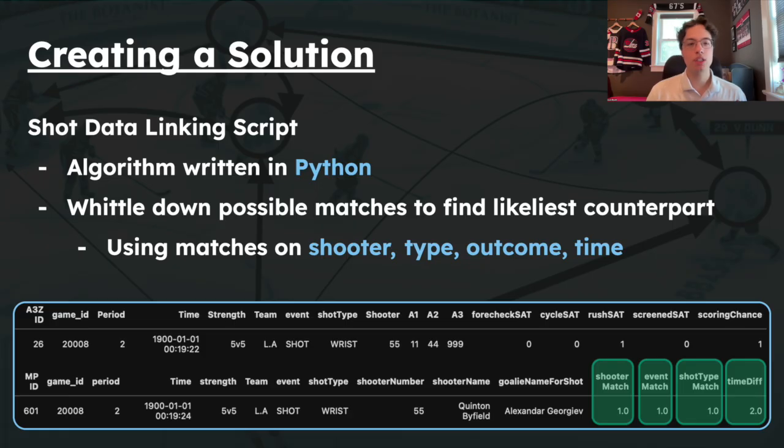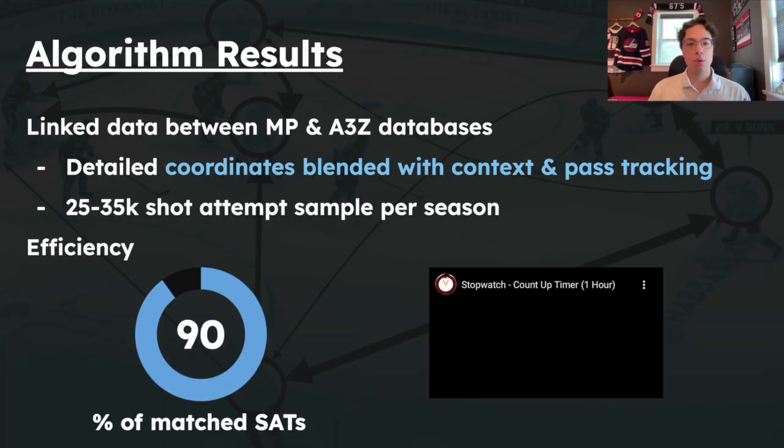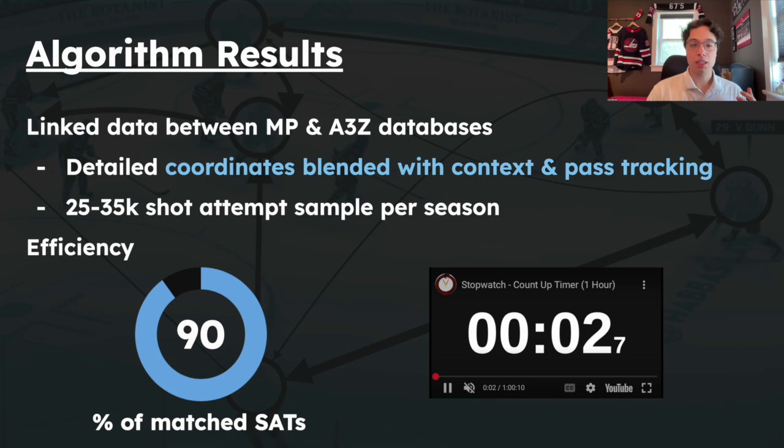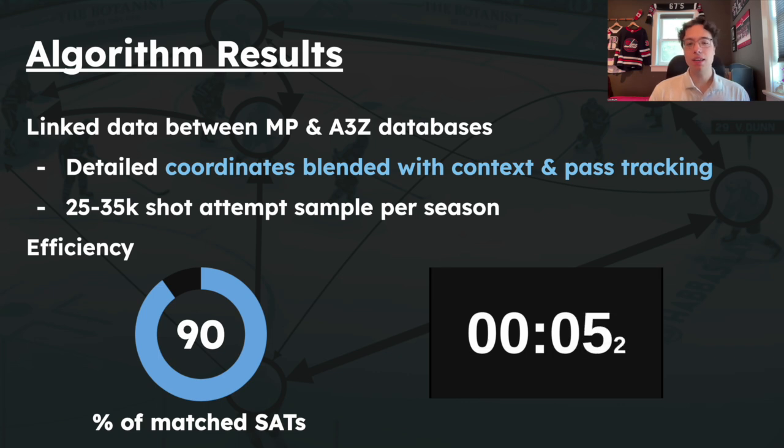So how do we essentially bridge the data gap between these two? What I've done is written a script in Python that takes every All Three Zones shot attempt that was recorded and whittles down the possible options on the MoneyPuck side of things to find its most likely match. This is done using filters upon the shooter, the type of shot, the eventual outcome of it, and the time difference between the two. What we get is the more detailed coordinates and expected goal values from the MoneyPuck side blended with the context and pass tracking from All Three Zones, giving us around 25 to 35,000 shot attempts per season, depending on how many games were tracked.